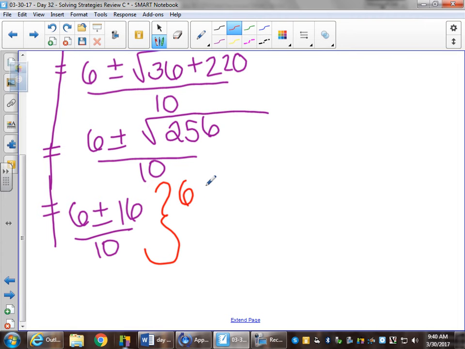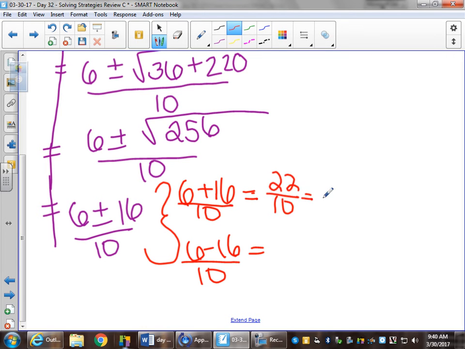So 6 plus 16 over 10, and then 6 minus 16 over 10. 6 plus 16, 22 divided by 10, 2.2. 6 minus 16. Guys, careful of your negatives. 6 minus 16. So these are our x-intercepts.